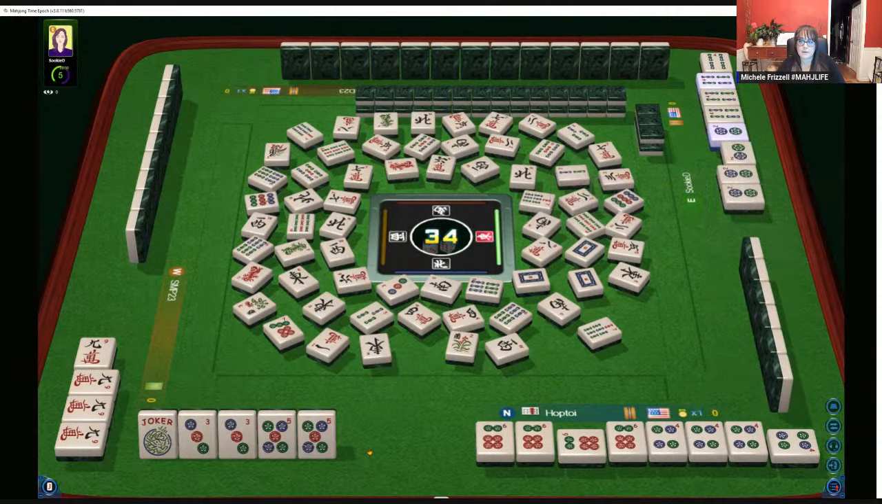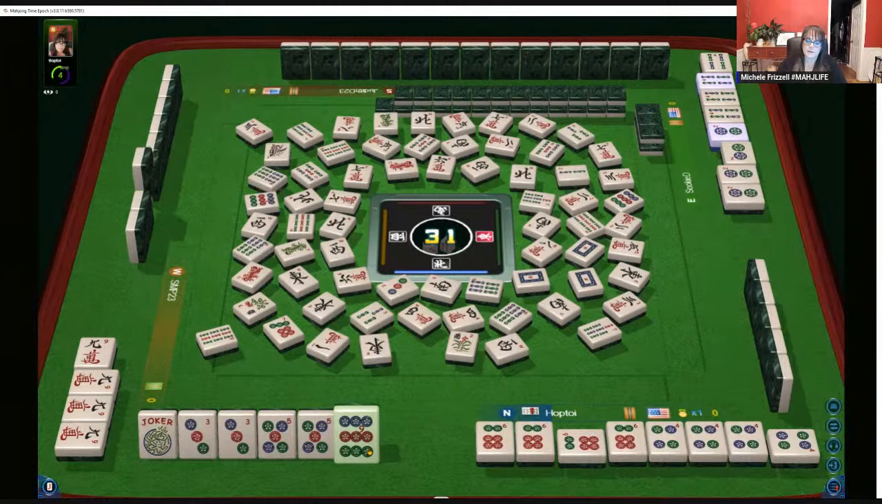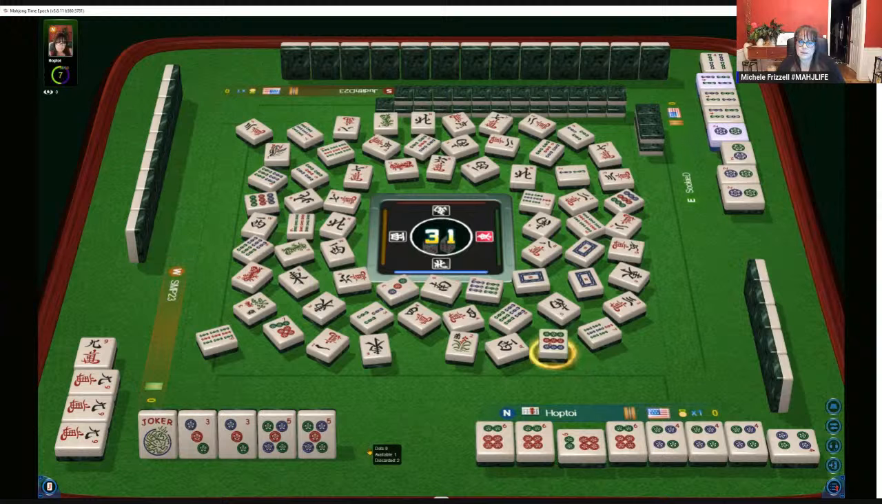Kong. All right, three characters. Do we have a 2-3-4? No, they're not doing 2-3. 1-2. Three characters. They're doing 1-2-3-4. Pong Kong, Pong Kong. Nine bamboos. Nine dots. They're doing 1-2-3-4. One six dot, characters. Three bams, what they need.